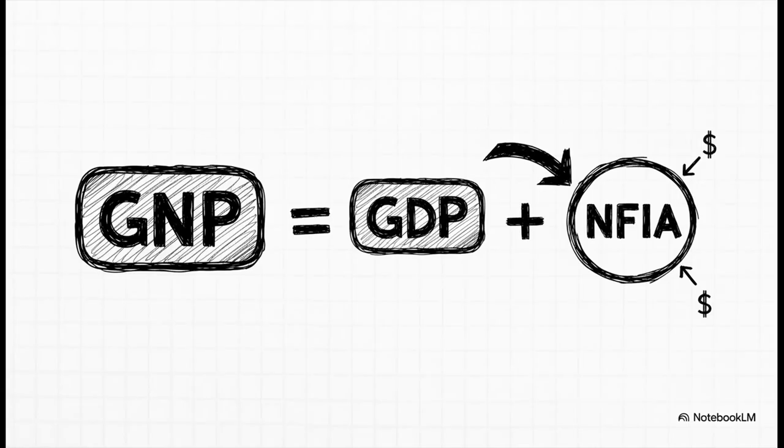So there's a pretty simple way to get from one to the other. You just take the GDP, and then you adjust for all the money flowing across borders. You add the income that your citizens earn abroad and send home, and then you subtract the income that foreigners earn in your country and send back to their homes. That little adjustment gets you from GDP to GNP.